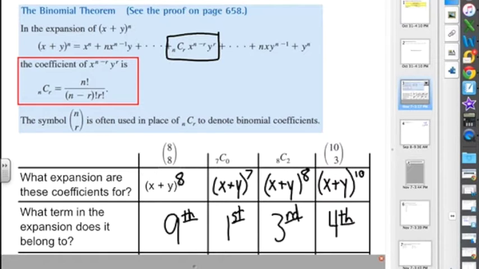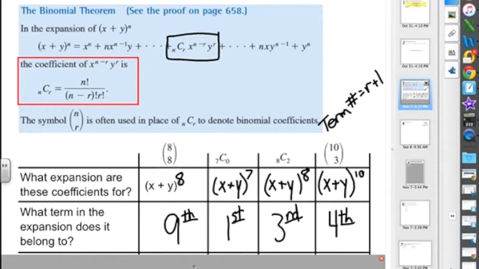So, what do you notice here? The term number is always going to be what? Yes, it's going to be one more than r. So you could say it's r plus one, or you could say r is one less than the term number. It doesn't matter either way you think of it.